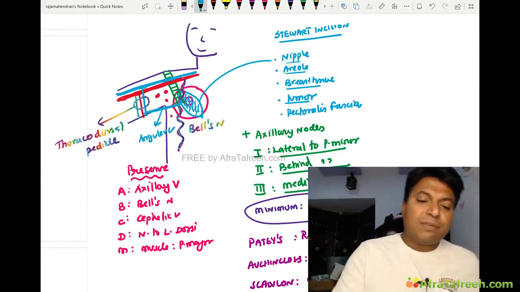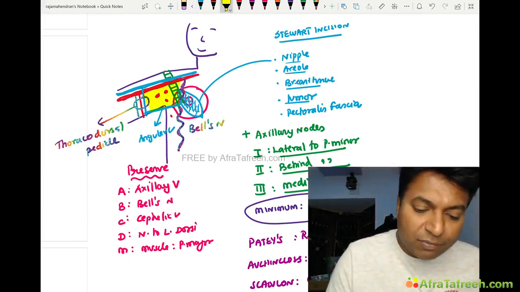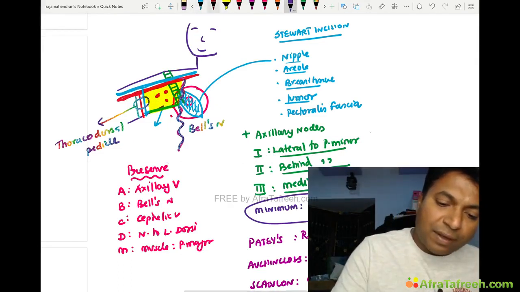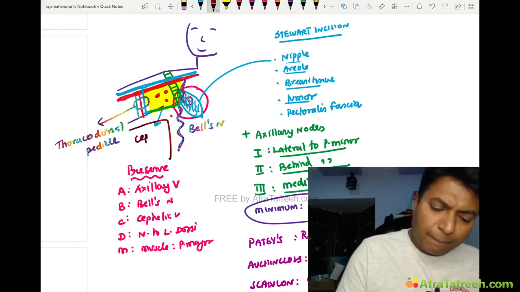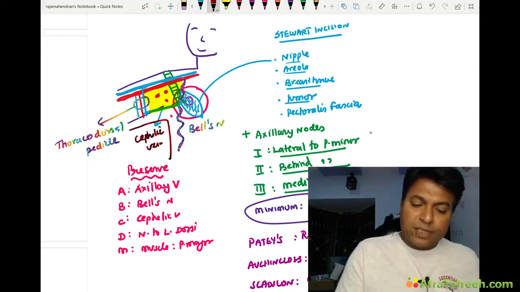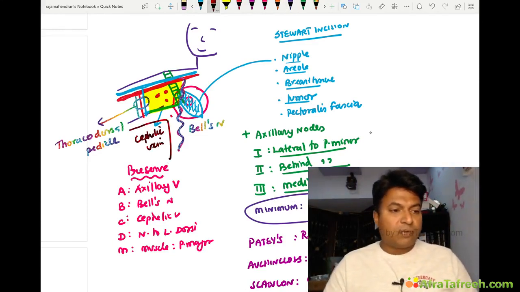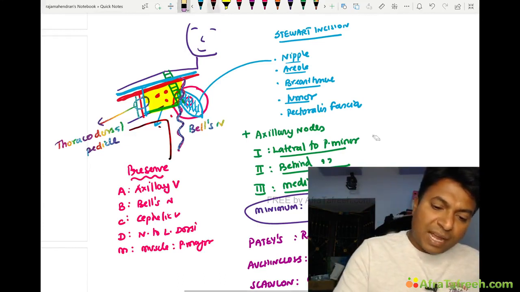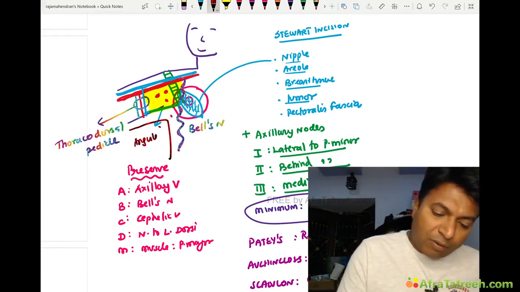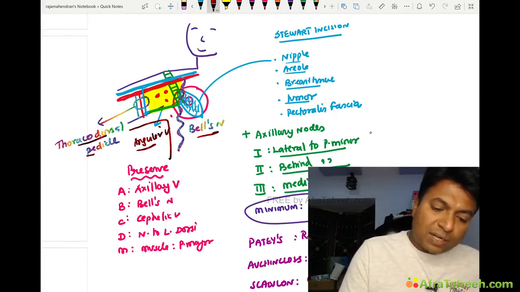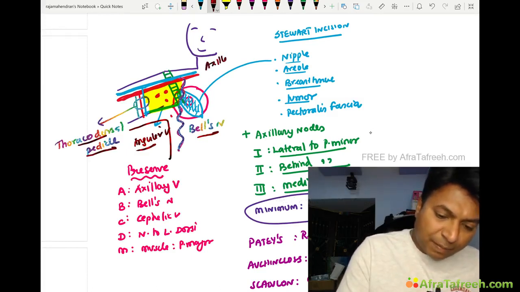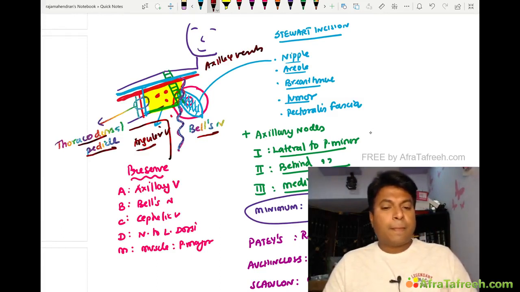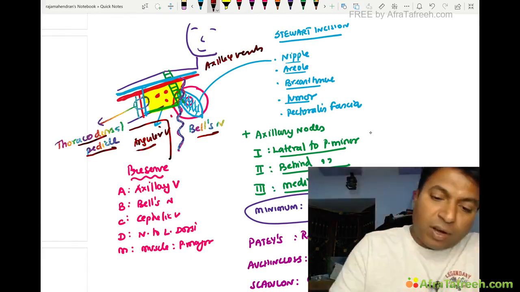So this is the boundary of axillary dissection. Please don't forget the boundaries. Sorry, this is the cephalic vein. Inferiorly we have cephalic vein. So these are the veins you should not forget. Sorry, it's an angular vein only. Bell's nerve, thoracodorsal pedicle, axillary vessels. So these are the boundaries of axillary dissection.